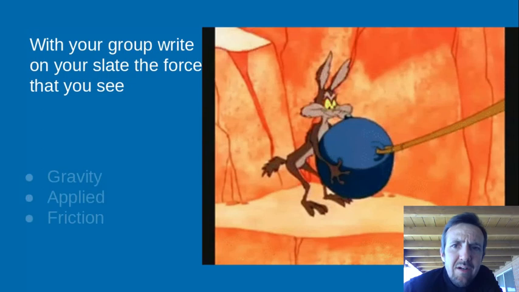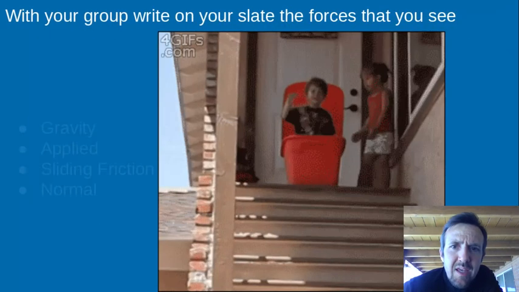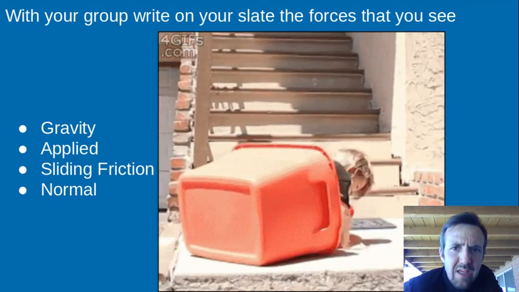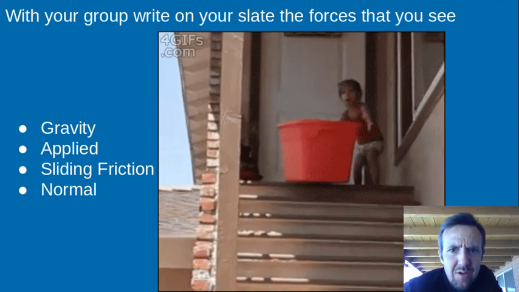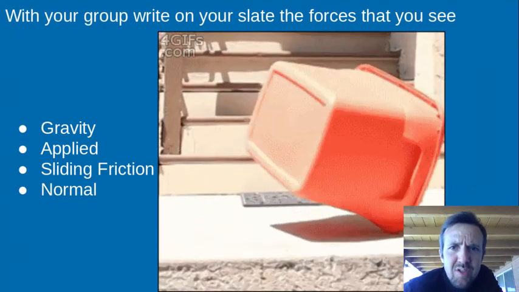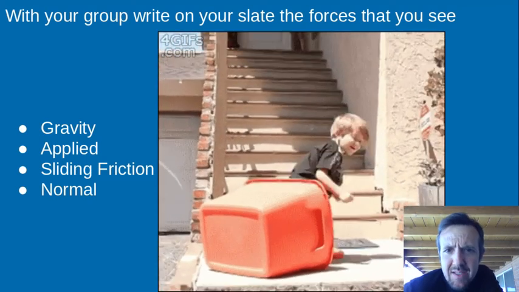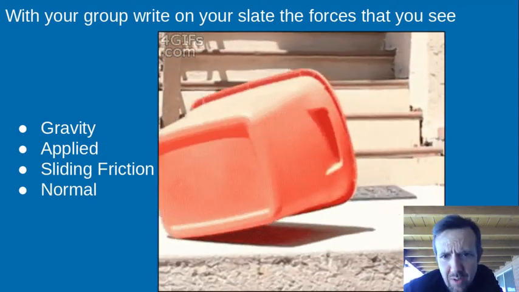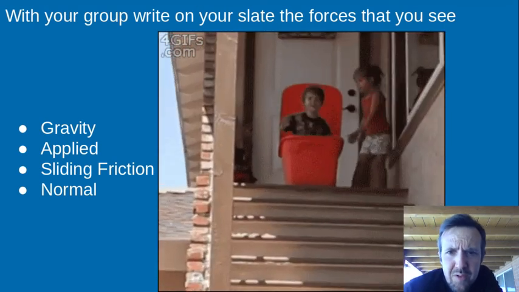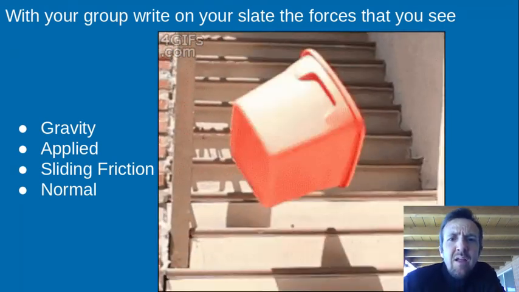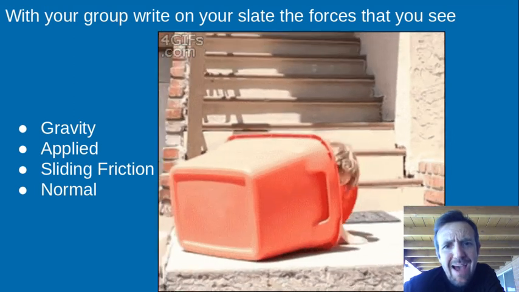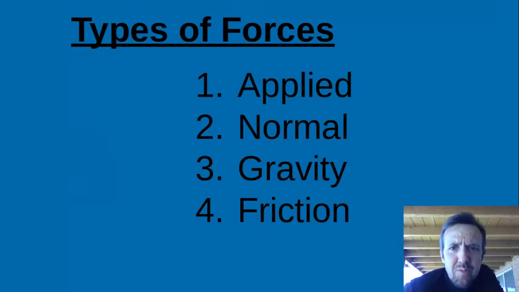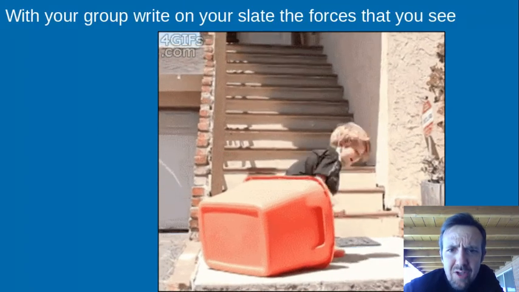There's a skydiver. Check out this kid falling. Hey, buddy. Kid, hope you're okay. So gravity pulled the kid down. The little girl applied a force. Sliding friction because the box slid on the stairs. And then we've got normal force right there at the bottom. We've got normal force because the ground is pushing back up against the box. So good example of all of those. We've got applied, normal, gravity, and friction.